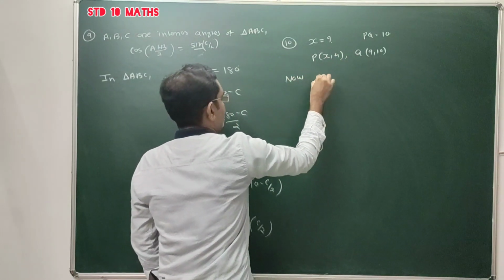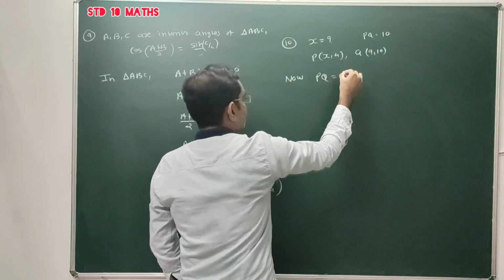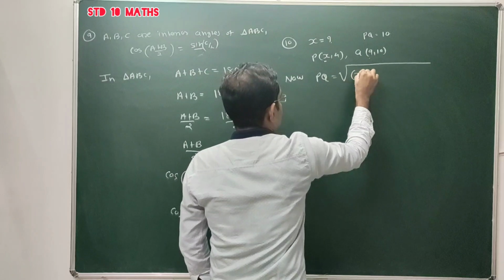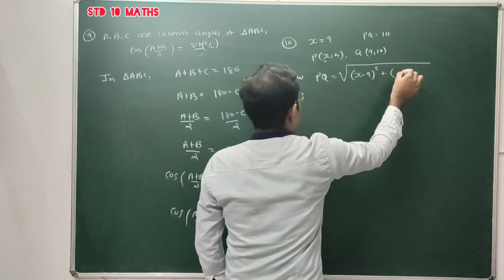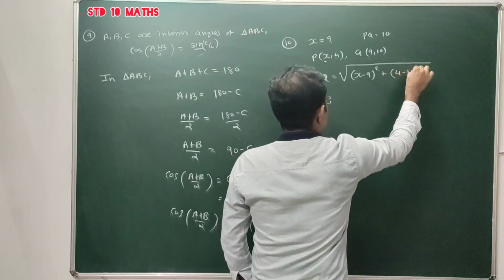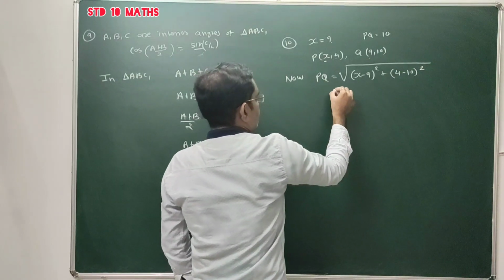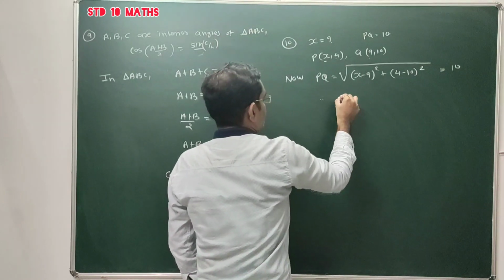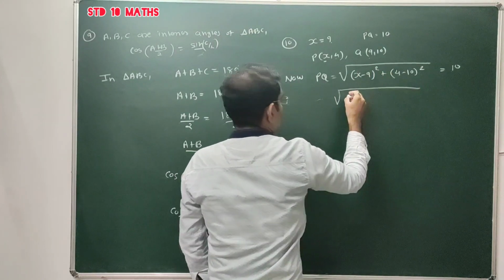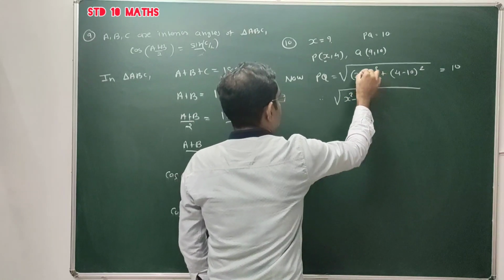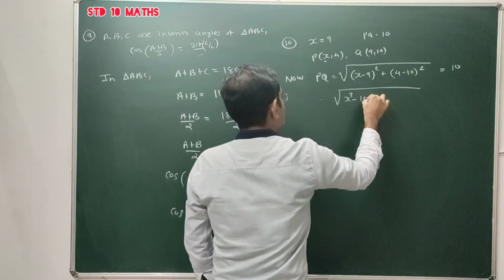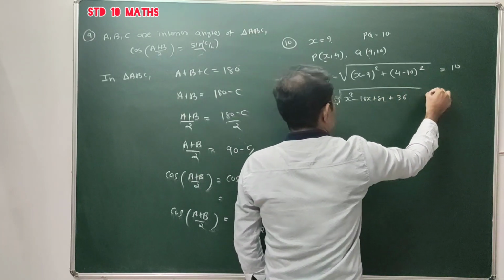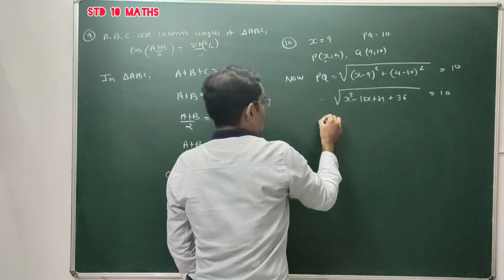So what is the distance formula? Distance PQ is nothing but the square root of (x minus 9) whole square plus (4 minus 10) whole square, and this distance is given, this is equal to 10. Therefore this one is x square minus 18x plus 81 plus 36 equal to 10.